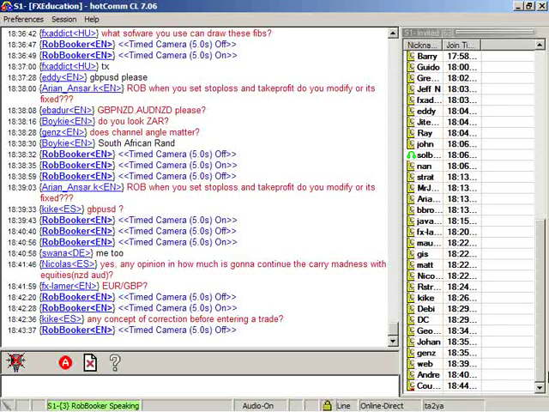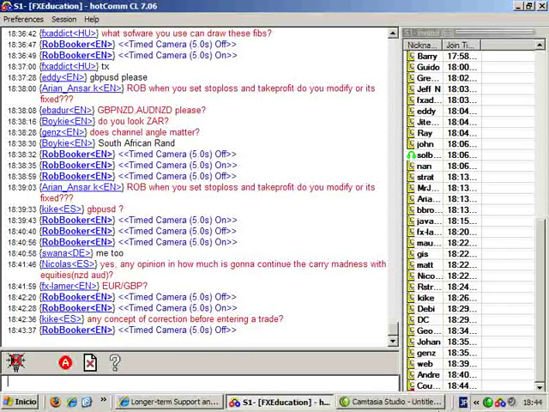Any concept of correction before entering a trade? I don't wait for any type of correction or anything like that before I enter a trade. I'm not necessarily interested in a correction or anything like that. I can go ahead and enter it. The Winnipeg trade, which we'll show, why don't we show that again? Why don't I show that Winnipeg trade?